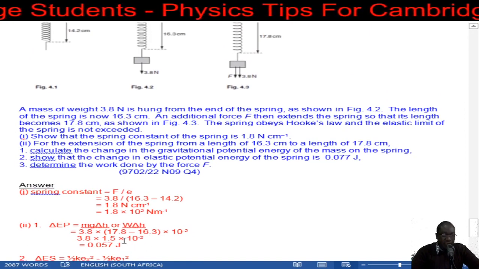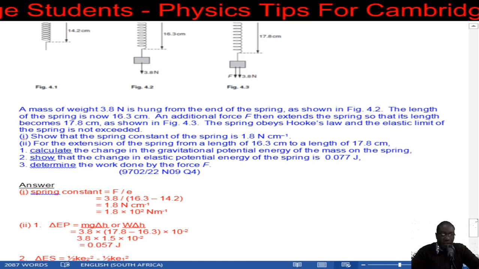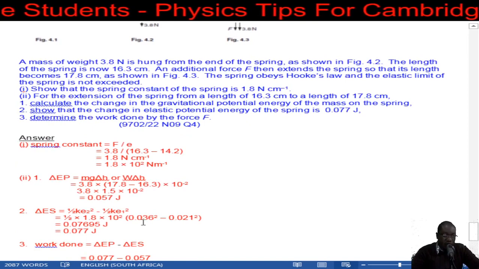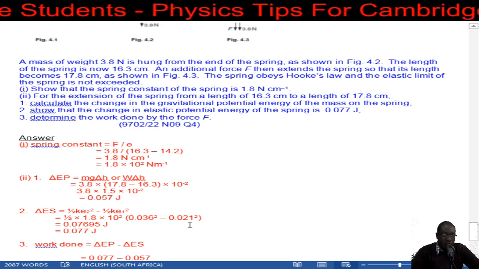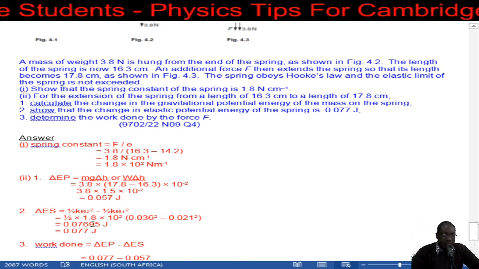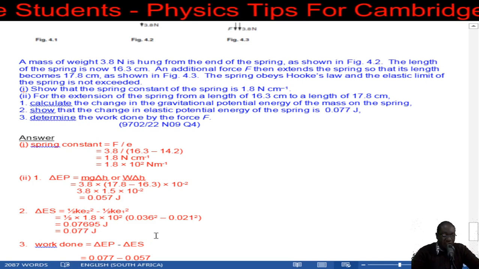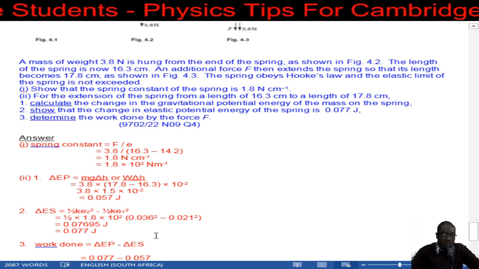And then we say that squared minus half ke1 squared. So if you do that, you find that it is 0.036 squared minus 0.021 squared, times half k. And then this should give you 0.07695 joules, approximately 0.077 joules.